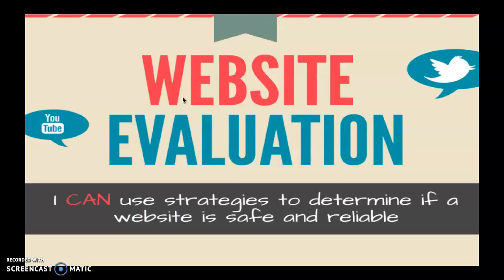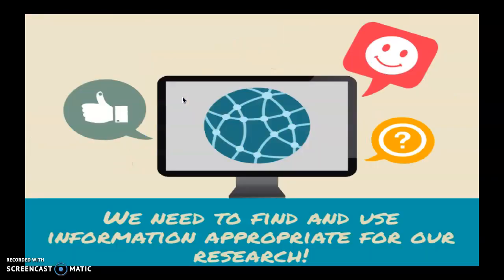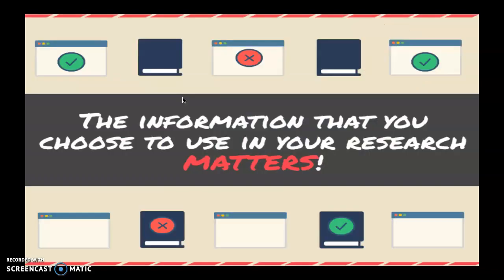So now here's the lesson again. And again, it's website evaluation. It says, I can use strategies to determine if a website is safe and reliable. So it says we need to find and use information appropriate for our research. So think about what we're researching and make sure we find something that matches it. The information that you choose to use in your research matters.